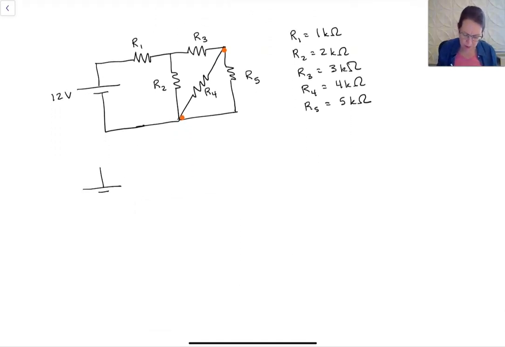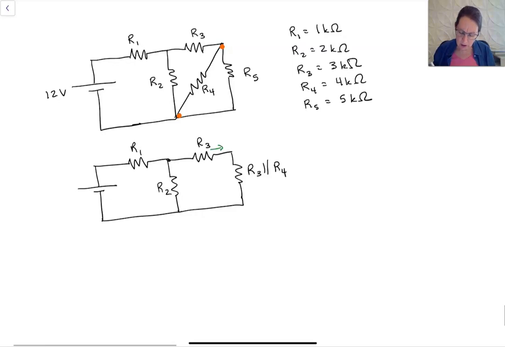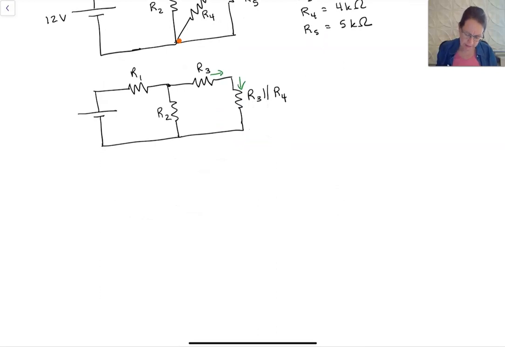So we can redraw this. R1, and we've got R3, and we have R2, and then we have what I would replace it with, this R4 parallel R5, this parallel equivalent, okay? So that equivalent resistance there. And then once we have that, we can recognize the current that goes through R3 must go through this equivalent resistance. And so we can replace that.